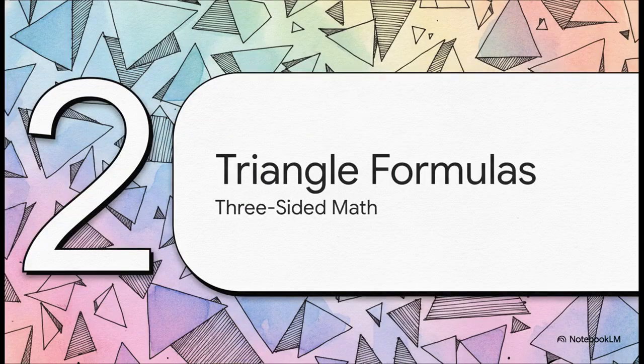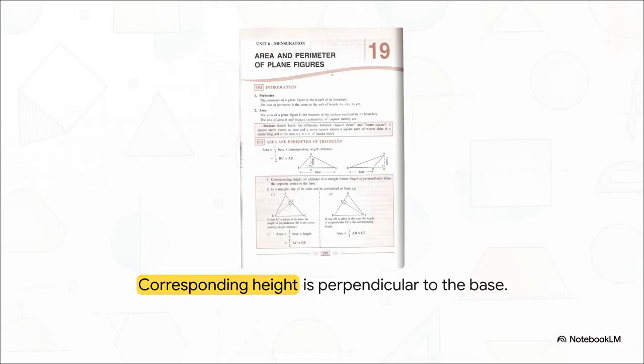Moving right along to Section 2, tackling triangle formulas, three-sided math. Okay, so we all probably remember the classic formula, right? Area equals half the base times the height. But the absolutely crucial detail here is what we actually mean by height. You can literally pick any of the three sides to act as your base.